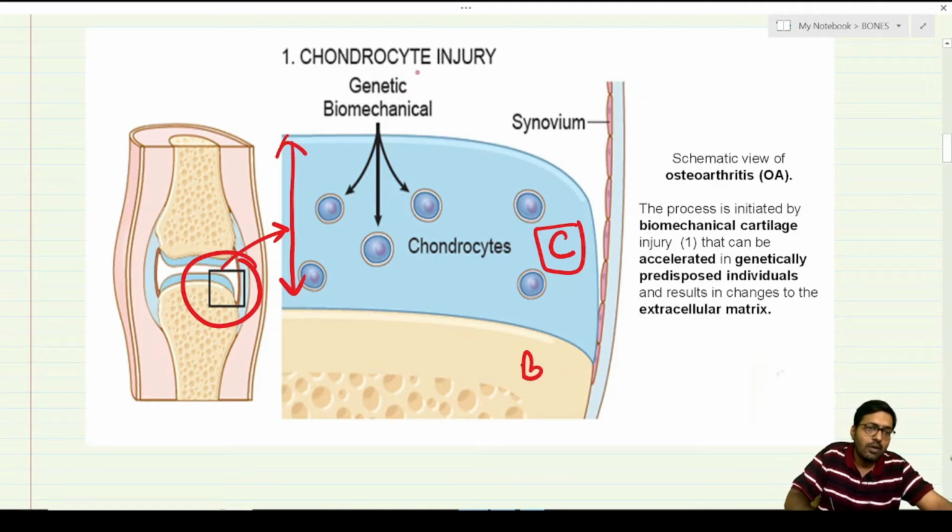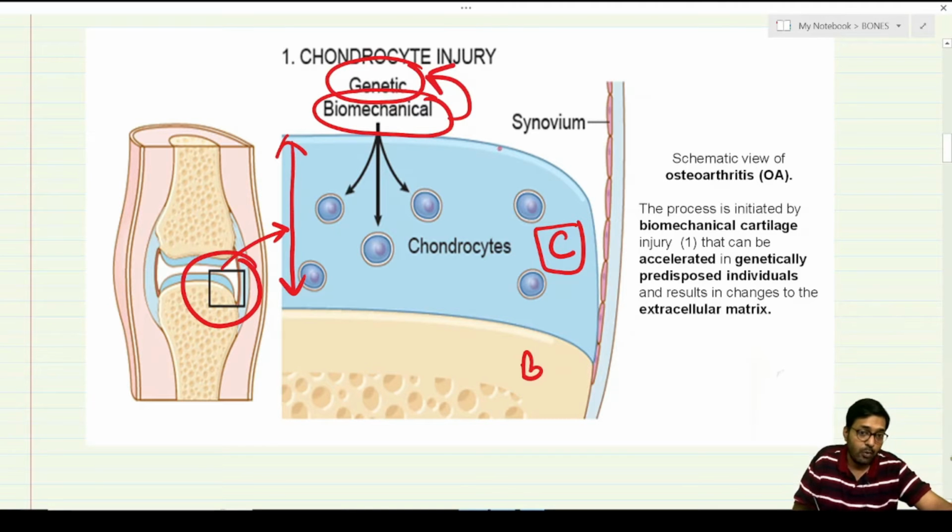But for example, because of some kind of biochemical injury occurring in individuals who are genetically predisposed, they are going to cause some kind of damage to the articular cartilage, and as a result, some amount of chondrocyte injury will be there. Okay, and because of that, certain changes are going to happen in this particular situation. So the process is basically initiated by biomechanical cartilage injury in individuals who are genetically predisposed. Okay, and in such individuals, there is chondrocyte proliferation. Along with that, there will be changes in the composition of the extracellular matrix.